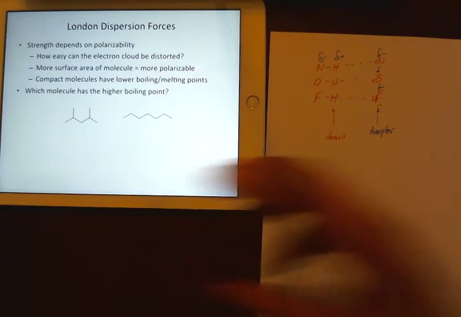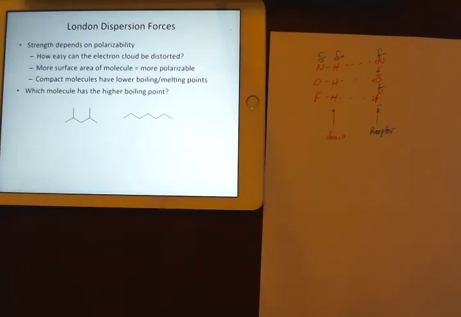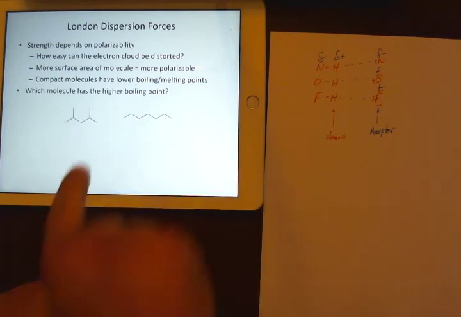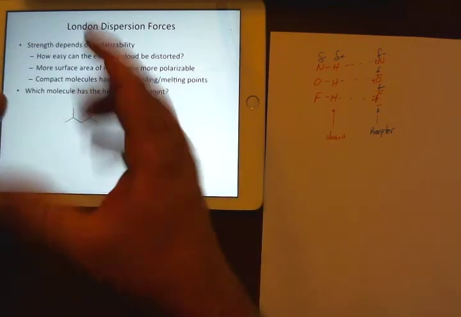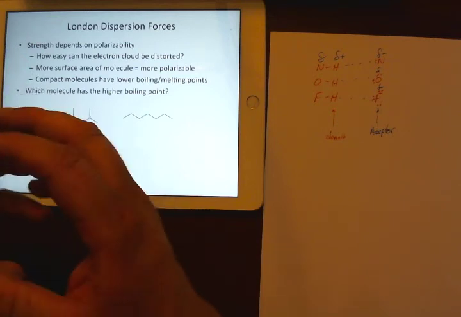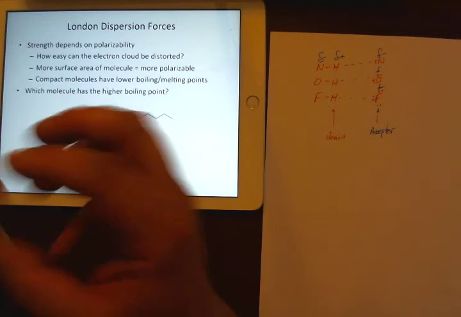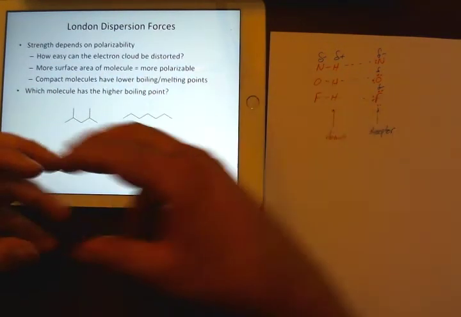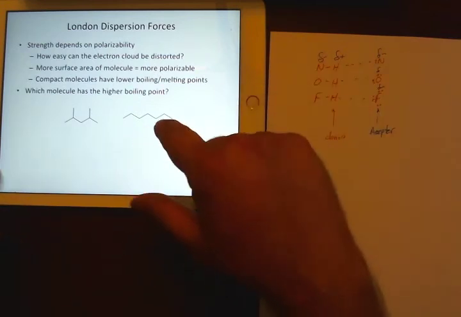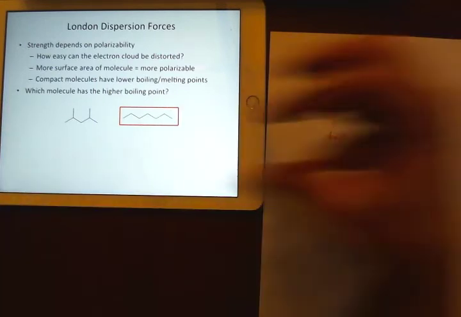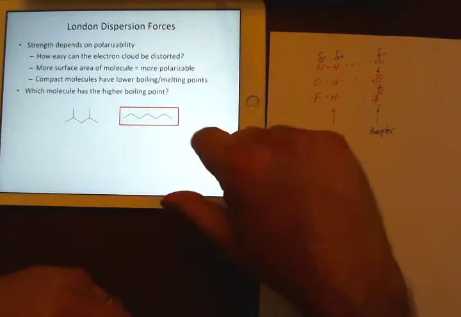Well, how do you know about the polarizability? What you're looking for is how long, how strung out it is. Okay, really compact carbons. These each have 7 carbons in them. This is fairly compact, and so that's going to have fewer London dispersion force interactions, and so it's going to have a lower melting point. This one is strung out a little bit more. The carbons are in a long chain, so this is going to have a higher boiling point. So the more strung out those carbons are, the higher the boiling point.